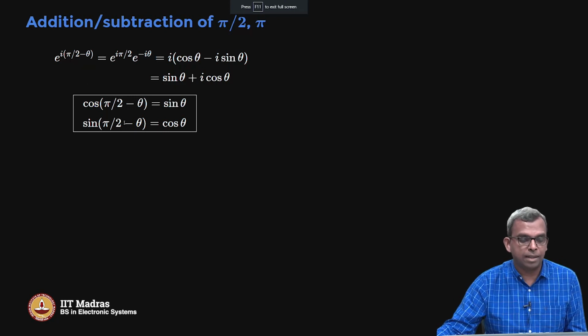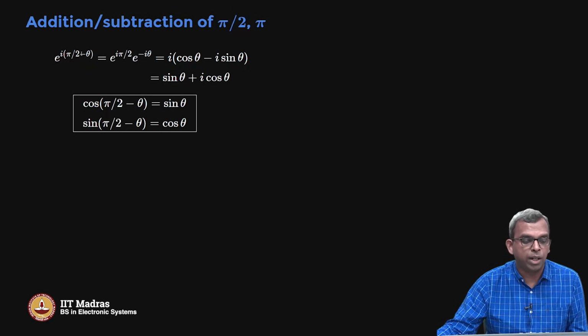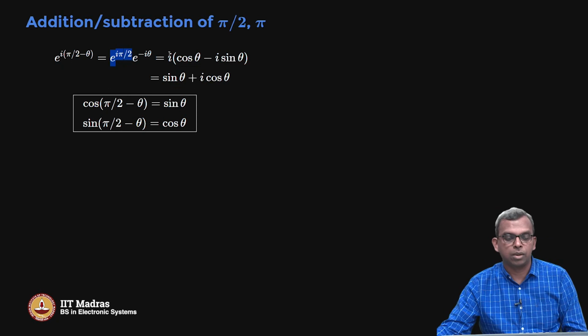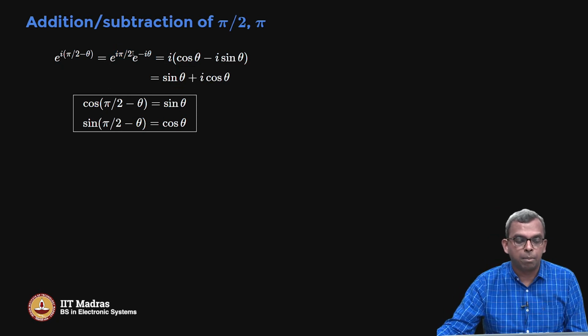Okay, so the proof for these identities is quite simple. e power i into (pi by 2 minus theta) is all you have to look at, and then you use the multiplicative property here. That's e power i pi by 2 times e power minus i theta. And what's e power i pi by 2? It's just i, right? So it's i into (cos theta minus i sin theta), since e power minus i theta is cos theta minus i sin theta. And then when you multiply by i, you get i cos theta minus i squared sin theta. Now minus i squared is plus 1, so you get sin theta.